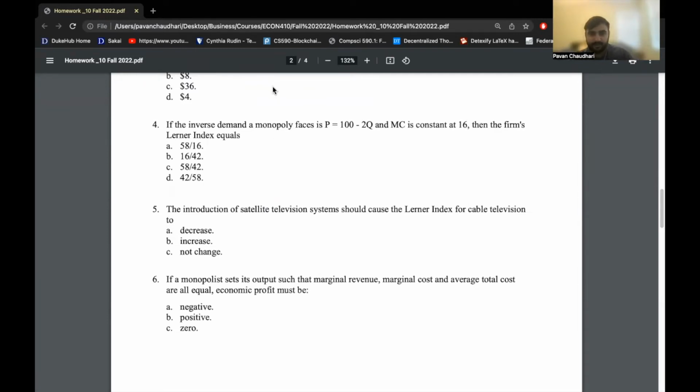In general, with the Lerner index between 0 and 1, 0 is perfect competition, 1 is perfect monopoly, and everything else is in between. So here we expect a decrease. We're adding in more competition. Okay.